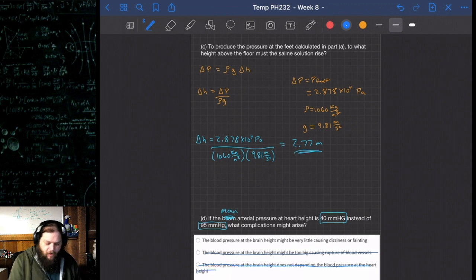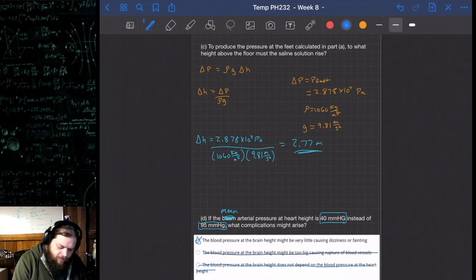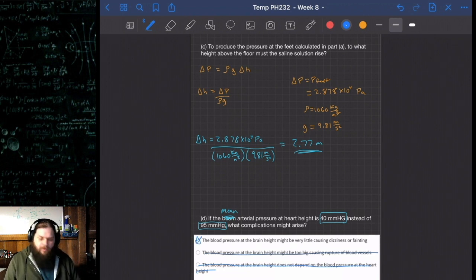And then it says no complications would occur. That's possible. I'm not a doctor, but I would definitely bet my money on A as well, because I know low blood pressure is not a good thing, and your brain kind of operates on blood flow and blood pressure.